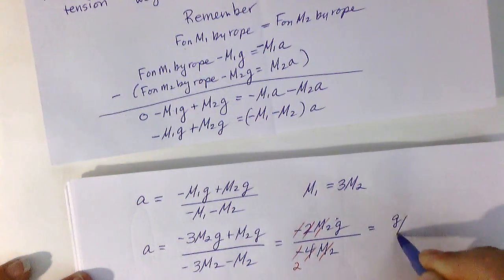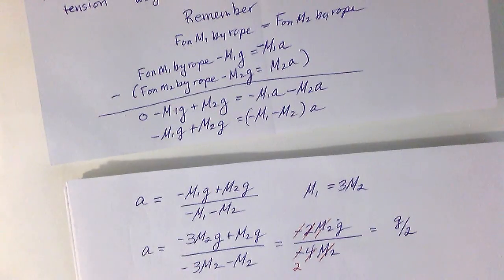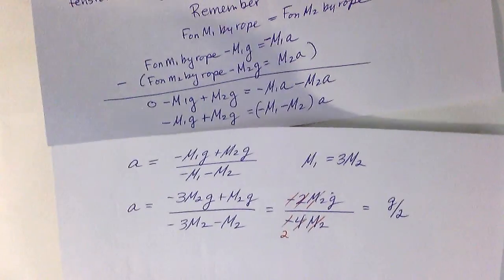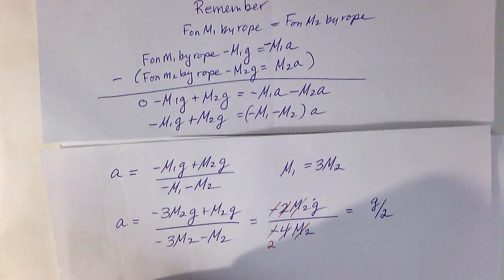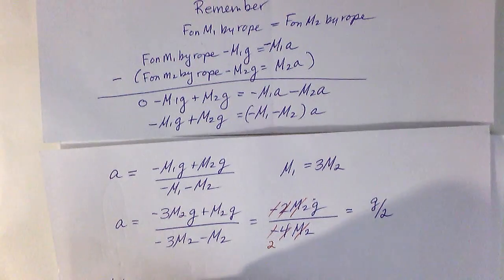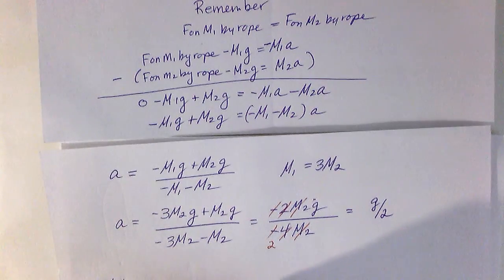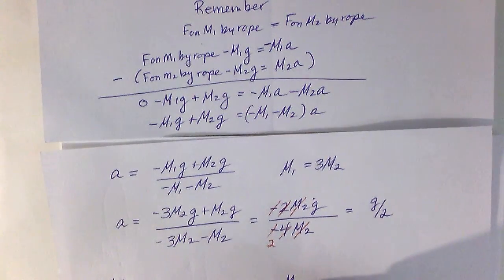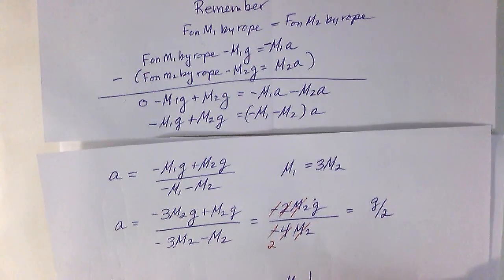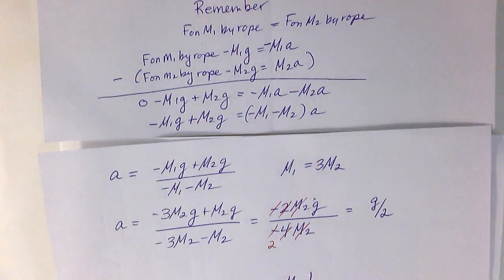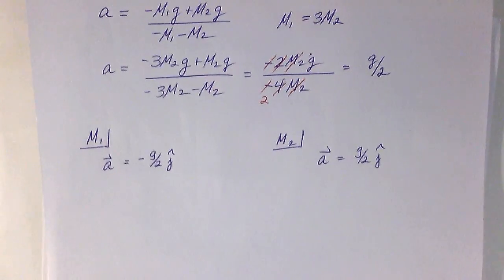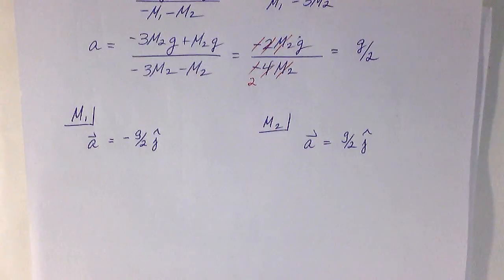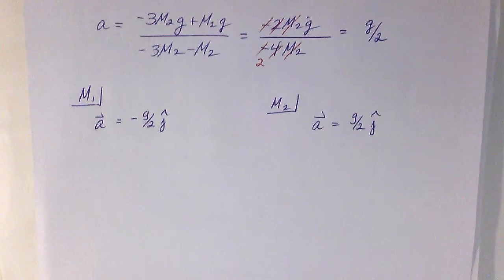So what is my acceleration? G over 2. Okay, so writing this down, for block M1, the acceleration is equal to negative G over 2 J hat. For M2, A is equal to G over 2 J hat. Okay, now we need to find the tension. What is the tension in each rope?